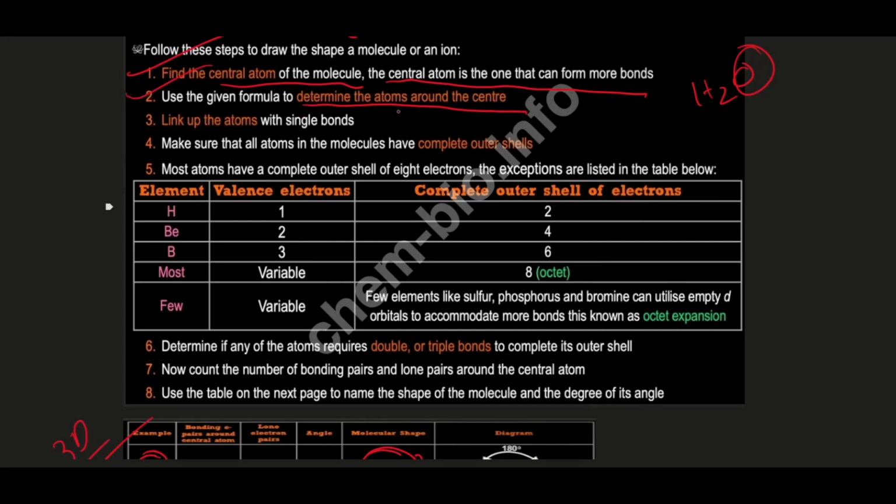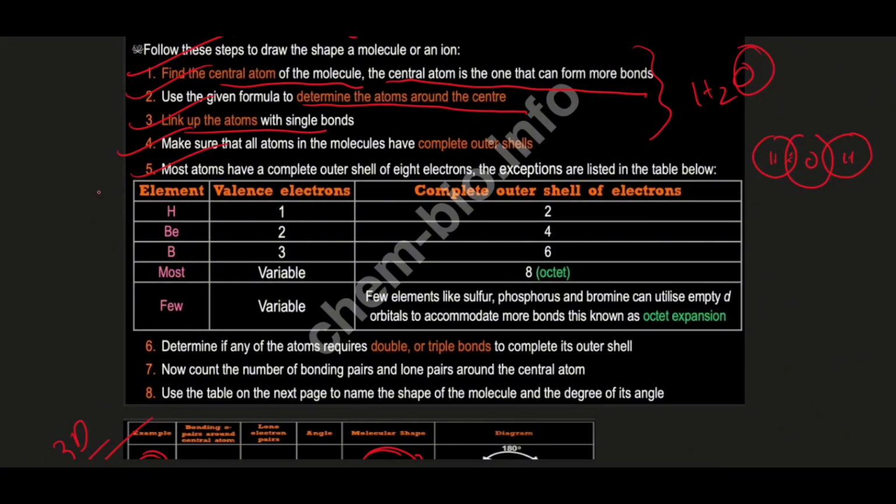Then you use the given formula to determine the atoms around the center. You do that using this formula. Then you link up the atoms with single bonds. I think you know that, right? How to do it? It's pretty simple. O, this one. Am I clear? So I think you know the 5 steps, what they're trying to say.